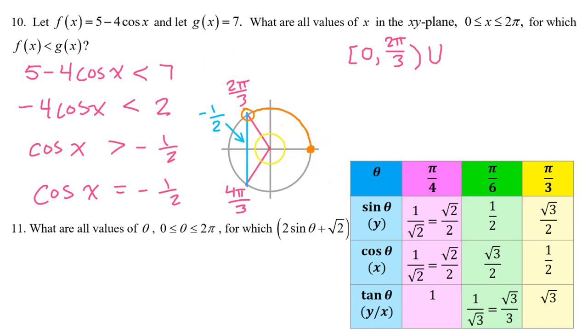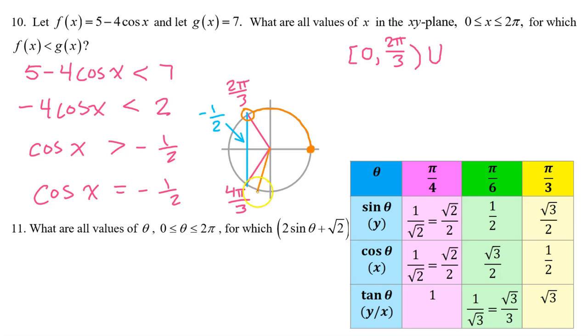Picking up where we left off. We have no solutions as we move past 2 pi over 3 because the endpoint, the horizontal displacement, is now less than -1/2. We want greater than. So no solutions between 2 pi over 3 and 4 pi over 3. Right at 4 pi over 3, the horizontal displacement is exactly -1/2. We don't want that either. We don't want equal to, only greater than. So no solution right here.